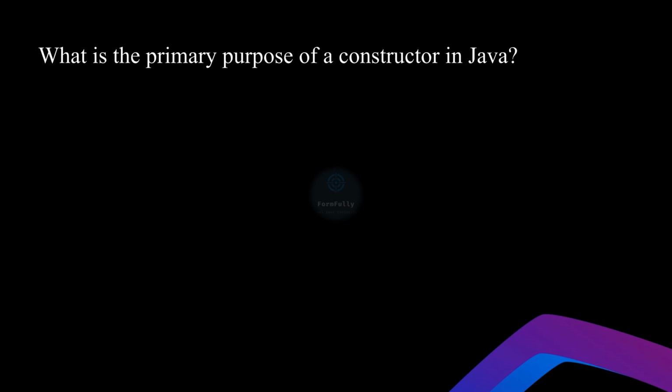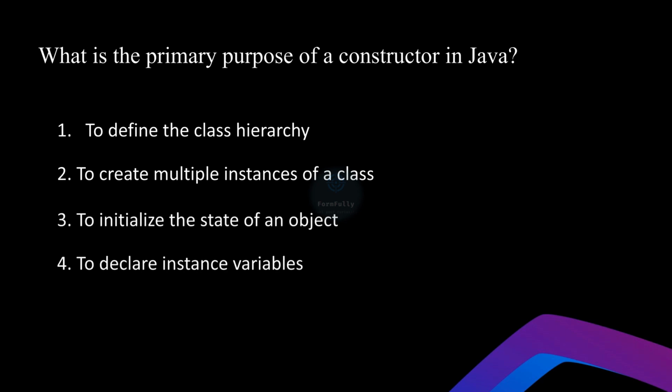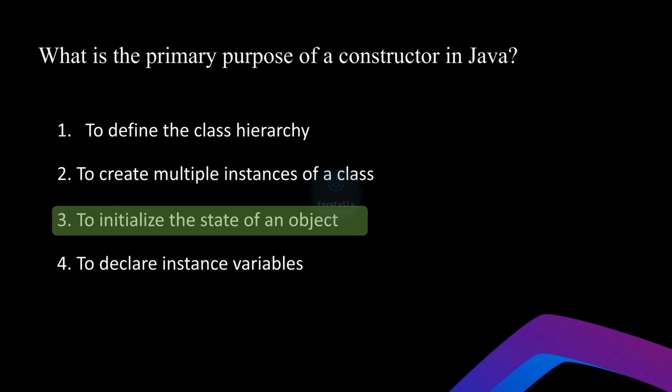Moving to the next question. What is the primary purpose of a constructor in Java? To define the class hierarchy, to create multiple instances of a class, to initialize the state of an object, to declare instance variables. A constructor in Java is used to initialize the state or instance variables of an object when it is created.